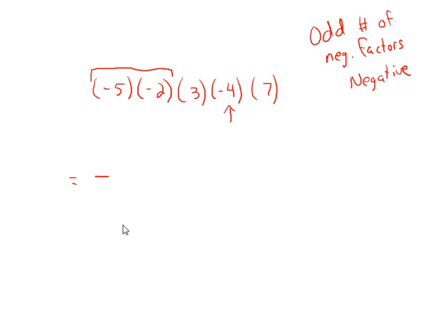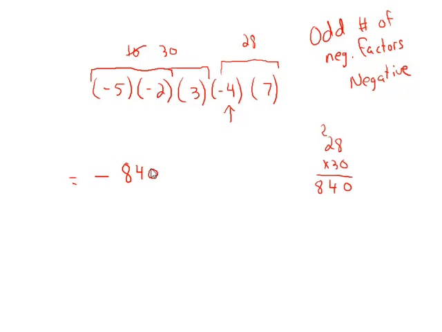Now, since I know it's going to be negative, I want to try to multiply this in a convenient fashion. I know that 5 times 2 is 10. I can even do 10 times 3 in my head to get 30. 4 times 7 I know is 28. So now it's left to multiply 28 by 30. My product is -840.